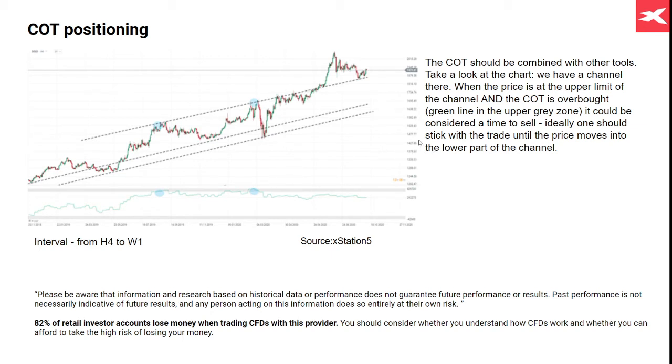If we take a look at this chart, we have a channel there, which are these dashed lines. When the price is at the upper limit of the channel, and the COT is in overbought territory, the green line in the upper gray area, it could be considered a time to sell. And then we see this followed by a drop. Ideally, one should stick with the trade until the price moves into the lower part of the channel that we have previously assessed.